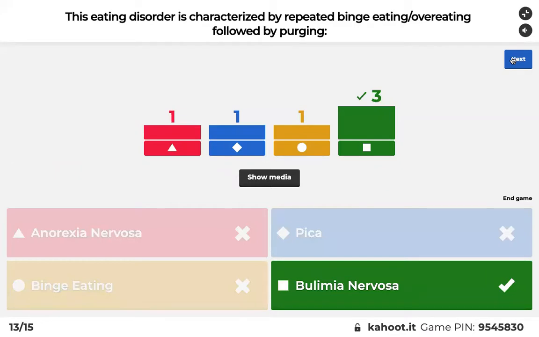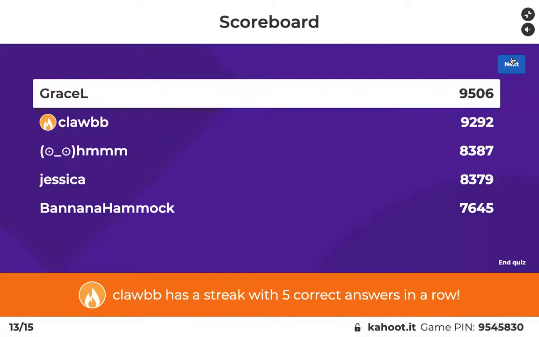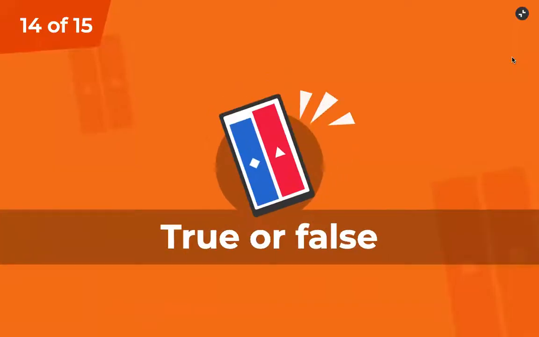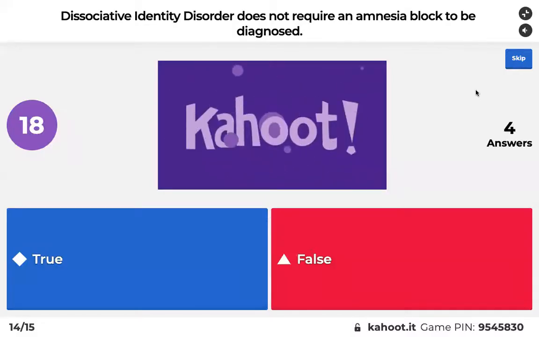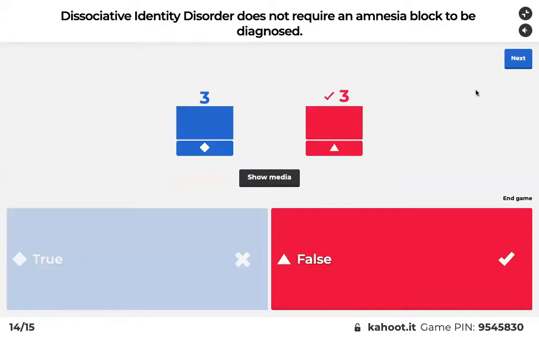Yes. So all of these are different eating disorders, but this one is bulimia nervosa. Oh, equal. So when a person, I guess, switches between their alters or personalities, there has to be some sort of amnesia block for at least one of the personalities for it to be considered dissociative identity disorder.